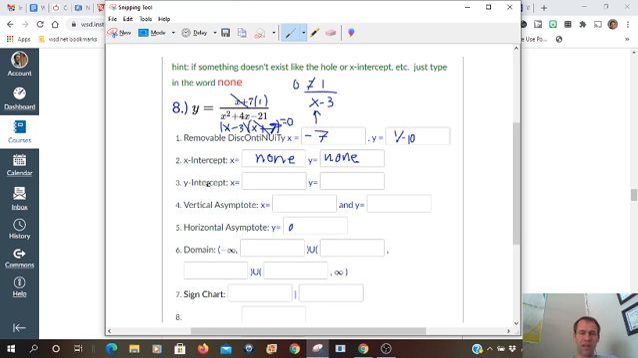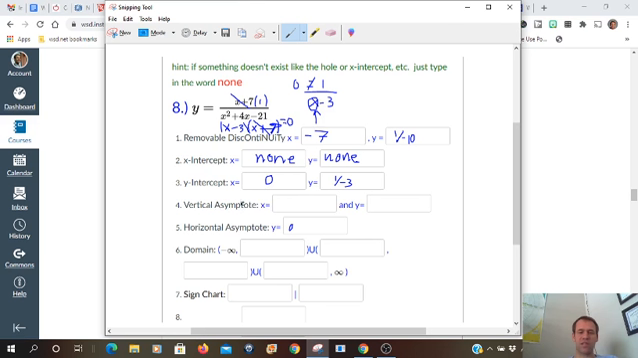Then we have the y-intercept, so you set x equal to 0. When you do that, you just get y equals 1 over -3, or -1/3. You can write it either way, negative in front or in the denominator. I'll accept either answer on the practice test and on the test.